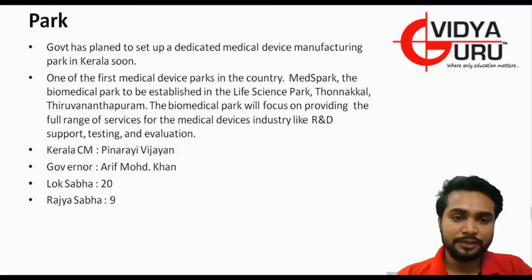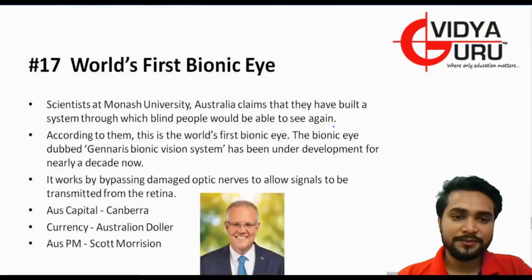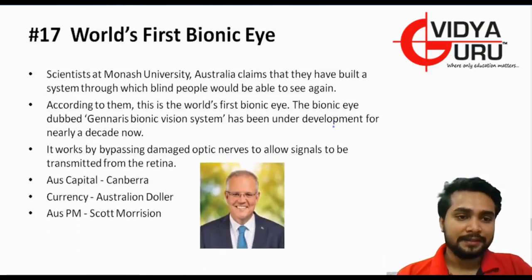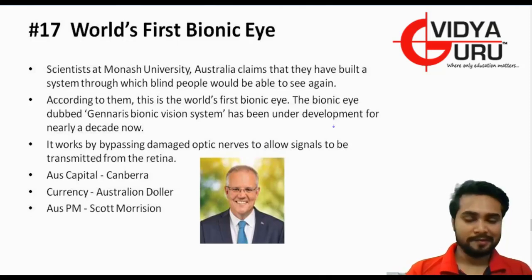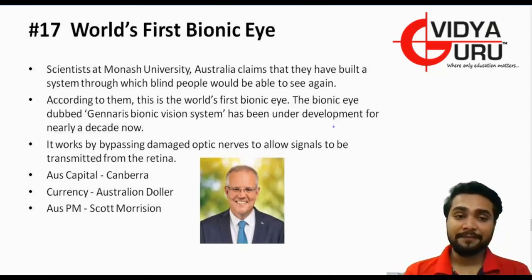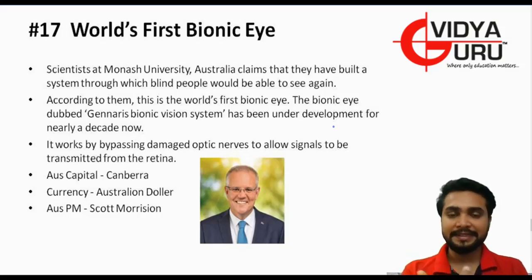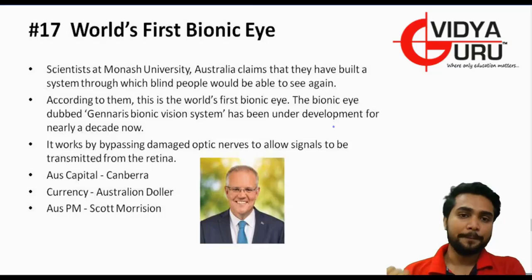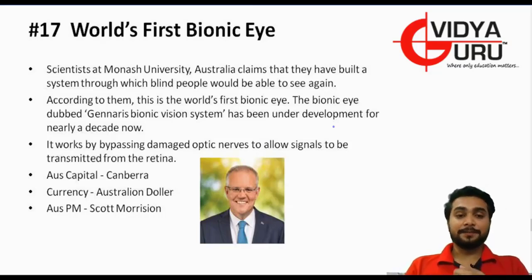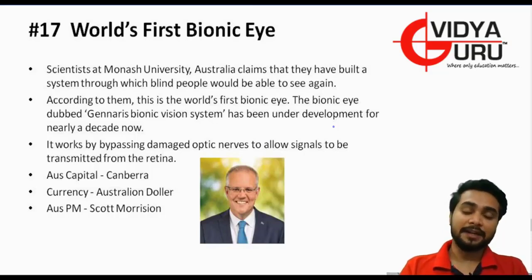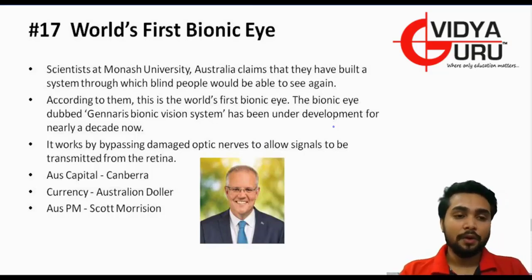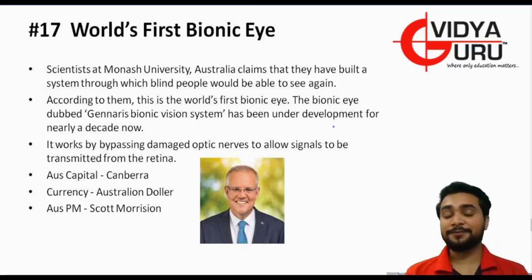Let's move on to the next question, which says world's first bionic eye. Scientists at Monash University, Australia claim that they have built a system through which blind people would be able to see again. Actually, it will bypass the optic nerve and send the signals from the retina to the brain. So they claim that they have built a system. Now, according to them, this is the world's first bionic eye.